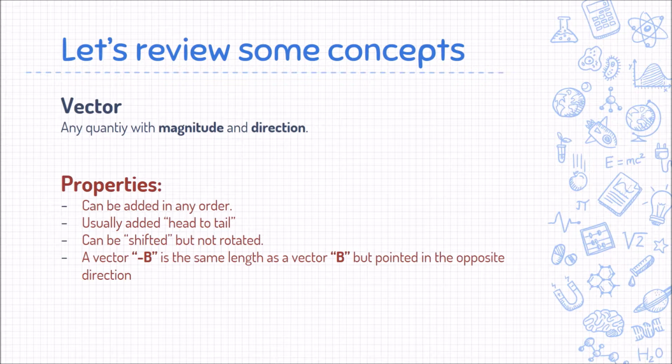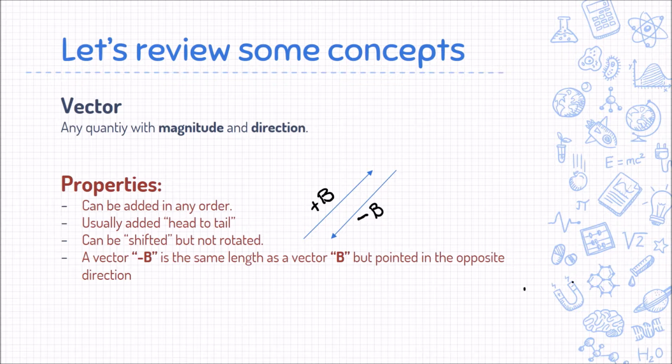And a positive vector has the same length as a negative vector of the same kind, but it's going to point in the opposite direction. So if this arrow is positive B, a positive vector that we're just calling B, then this arrow over here will be negative B. Notice that they're parallel to each other and they have the same length, they're just pointed in opposite directions.